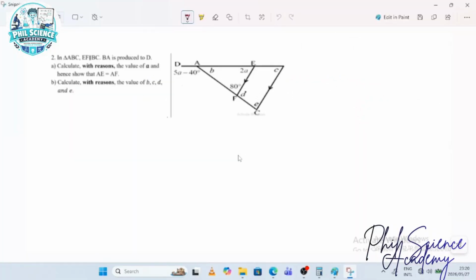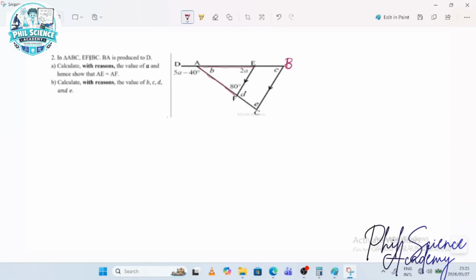So now let's take a look at this question. In this question, we're given triangle ABC, which is this one. Here there's a B missing, so it's supposed to be a B there. In triangle ABC, BA is produced to D, as you can see. They're saying calculate with reasons the value of A, and hence show that this length AE is equal to AF.